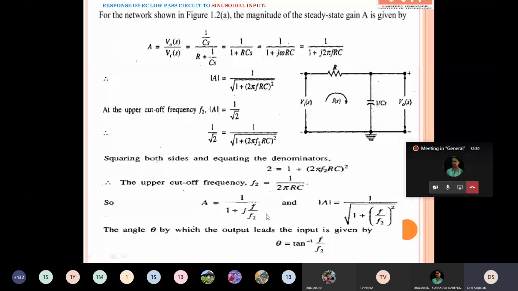And similarly the phase angle, between input and output, how much is the waveform phase angle. Already initially I told that the input and output waveforms are cos and sine waveforms.